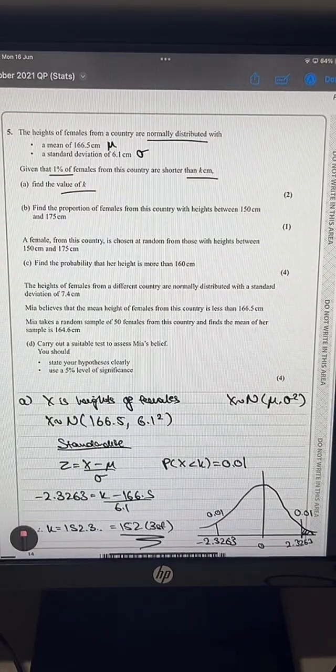I did a bit of a long waffly explanation, but that's just both methods. If you have all algebra, you have to standardize to find mu or sigma, because you can't really put that in. Part B, nice simple question.